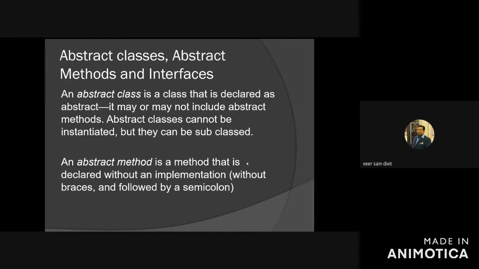Since you cannot create any object of an abstract class, these abstract classes are used to subclass, and by creating an object of the subclass, you can access the abstract class. An abstract method is a method that is declared without an implementation. It means a method without any body, without braces, followed by a semicolon. Only the declaration of the method will be there.